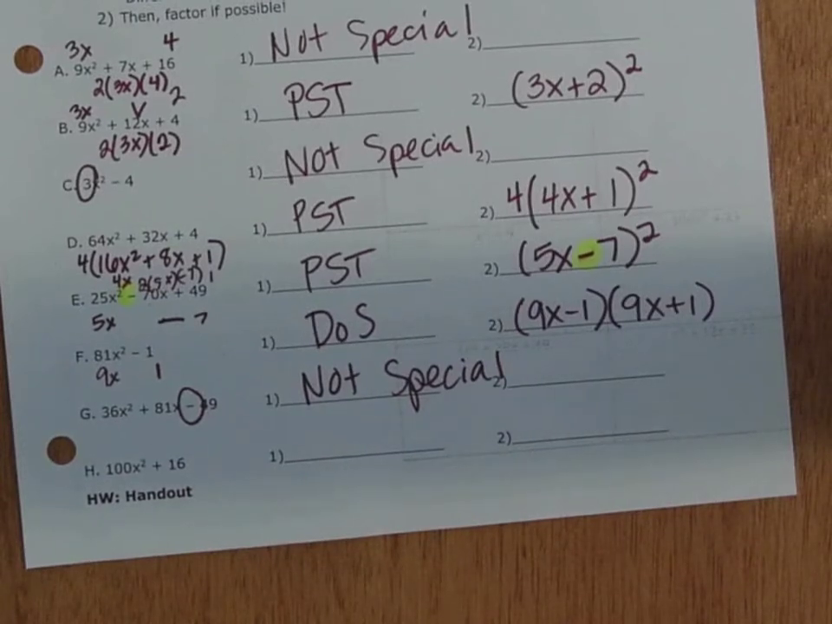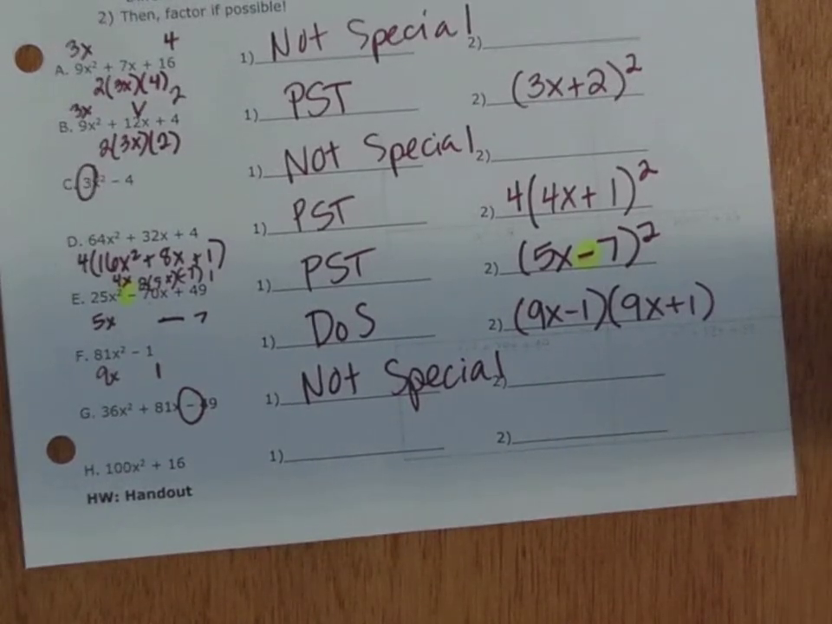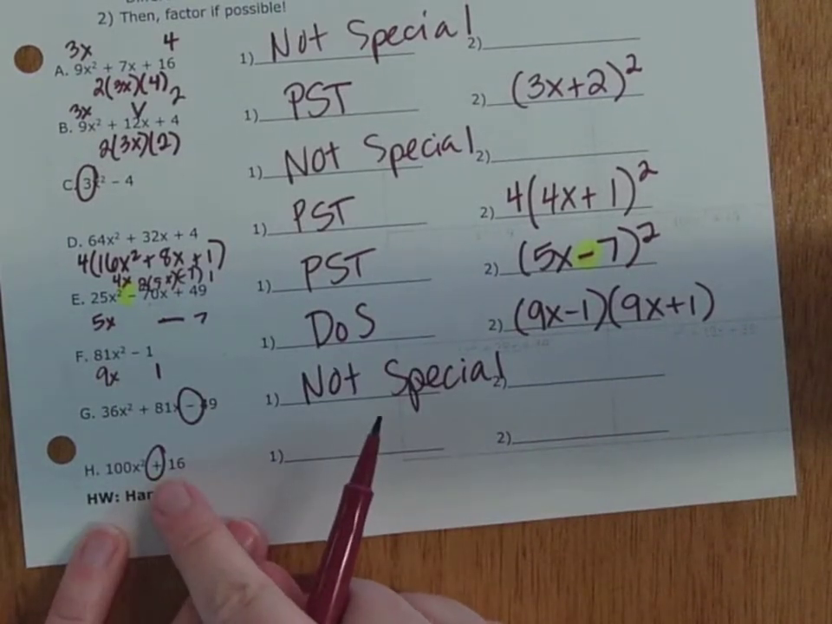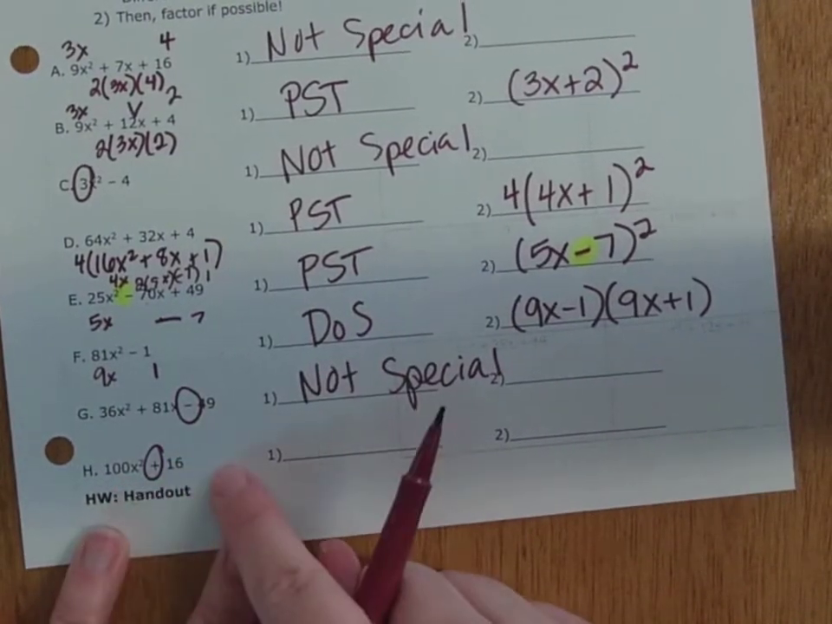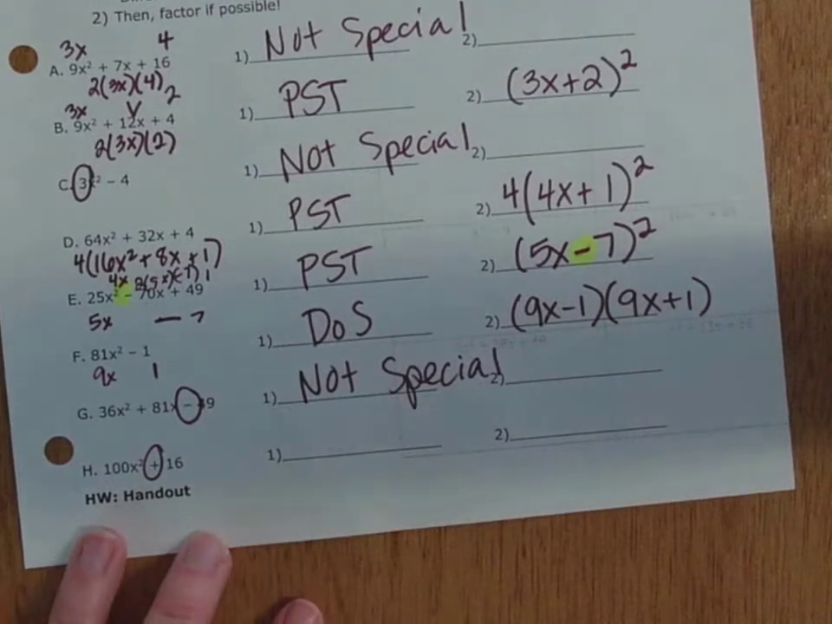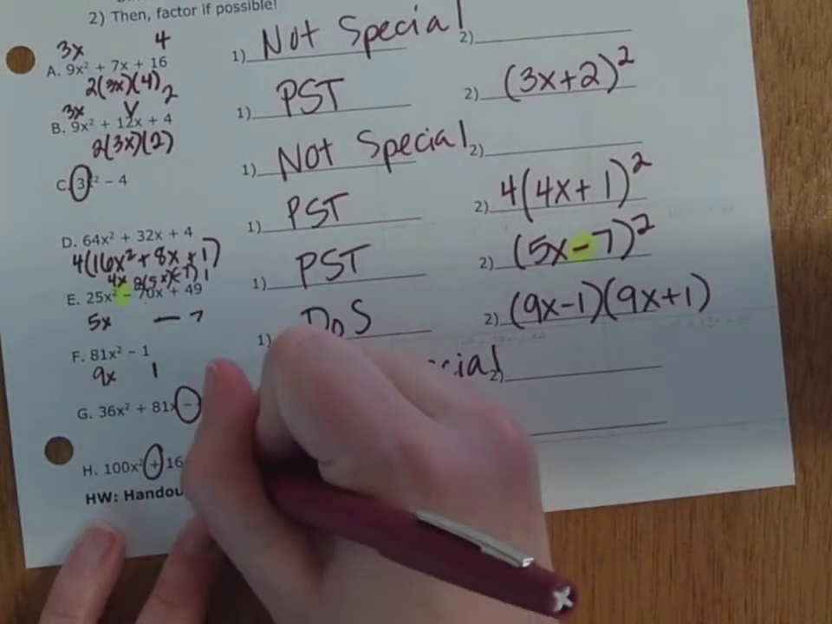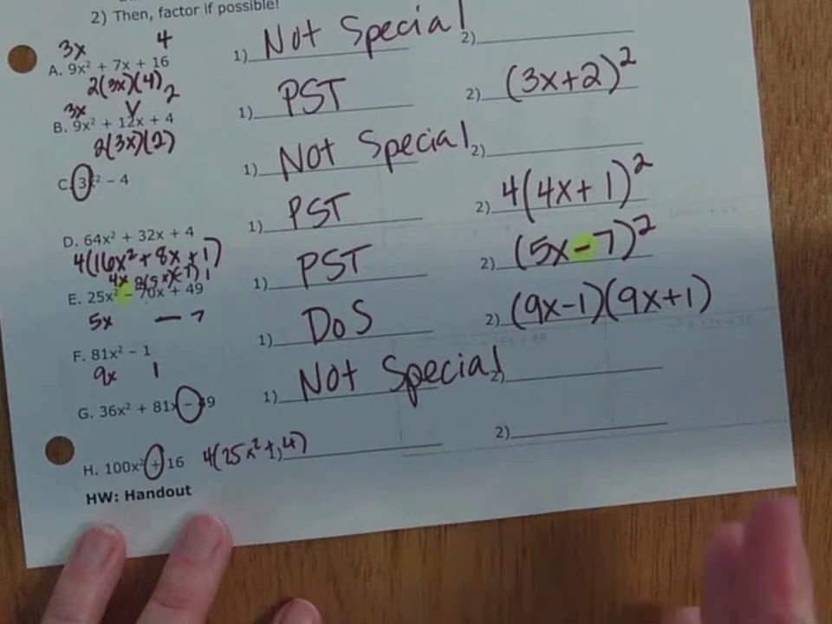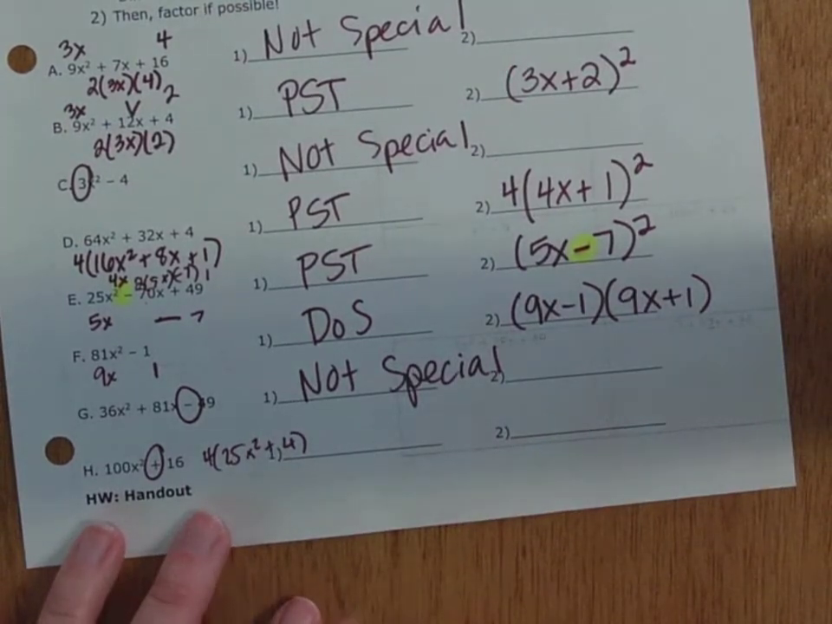What about h? Not special, how do you know? Because it's not a difference of squares, it's a sum of squares. Can you still factor this? Yes, it has a GCF. What's the GCF here? 4. So you could factor out 4 and make 25x squared plus 4. Still not special.